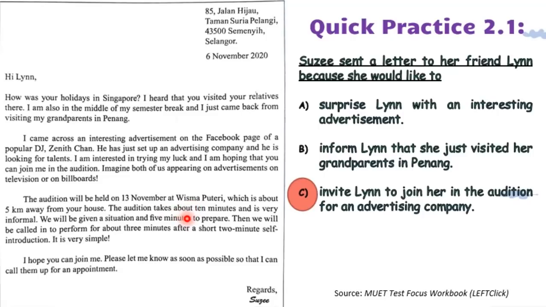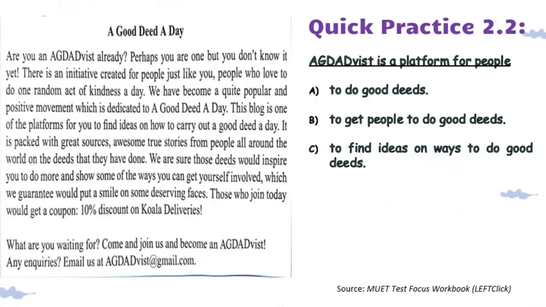Now let's look at practice 2.2. Instead of reading the text first, this time around, let's look at the question first. Activist is a platform for people, A, to do good deeds, B, to get people to do good deeds, C, to find ideas on ways to do good deeds.